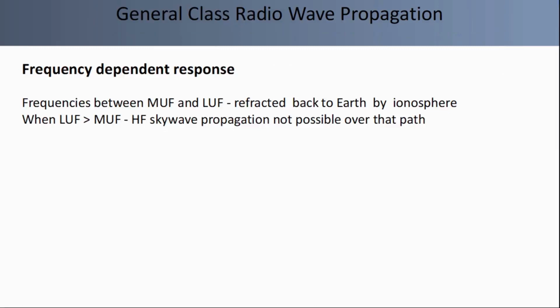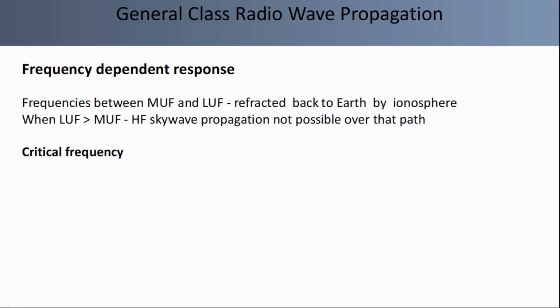However, when the lowest usable frequency is greater than the maximum usable frequency, that's not a good condition because that means HF skywave propagation is not possible over that path. That is an answer to one of the questions. If the LUF is greater than the MUF, don't count on skywave propagation on that path.